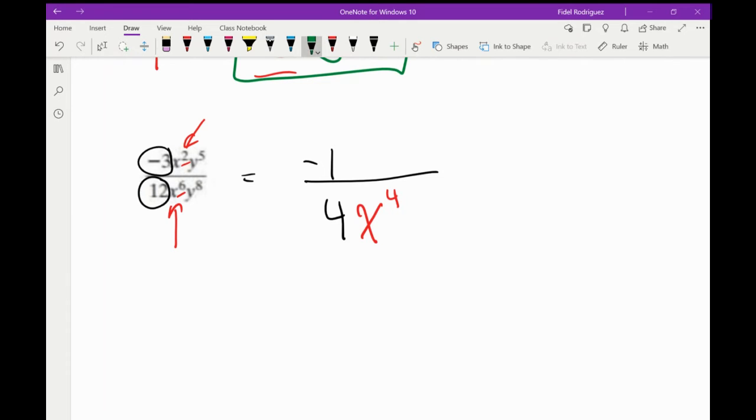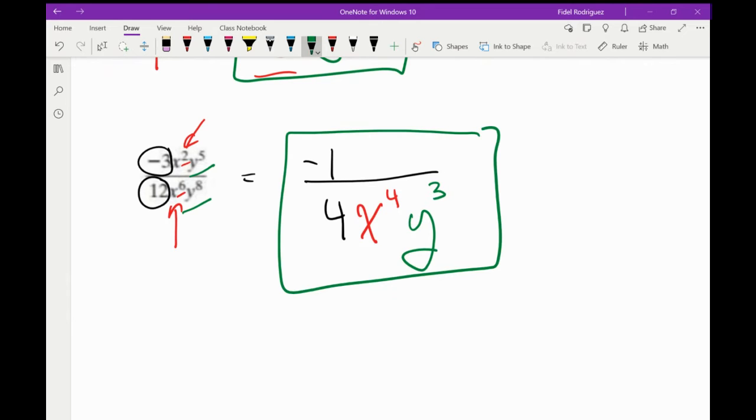And then we'll do the same thing for the y's. There's more y's on the bottom than there are on the top. So whatever number of y's I have left, they'll be on the bottom because there was more on the bottom to begin with. And so 8 minus 5 is going to leave us with a total of 3. And so our answer is just -1 over 4x to the 4th, y to the 3rd.